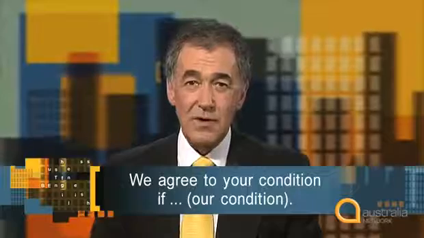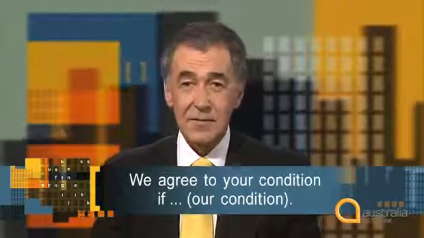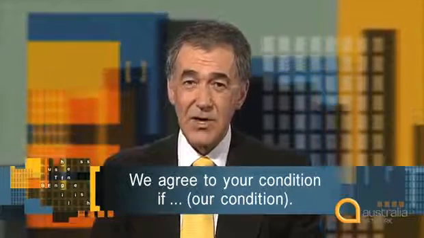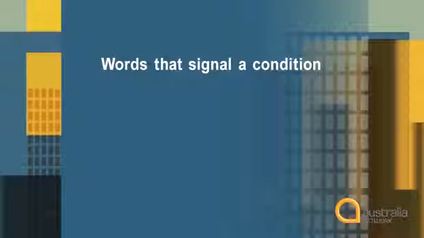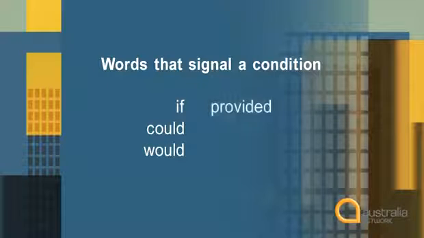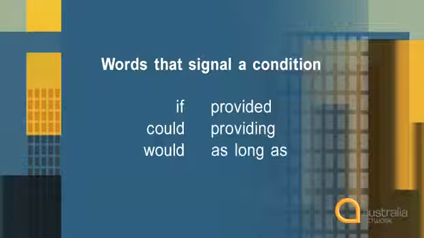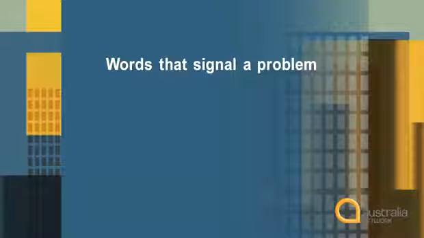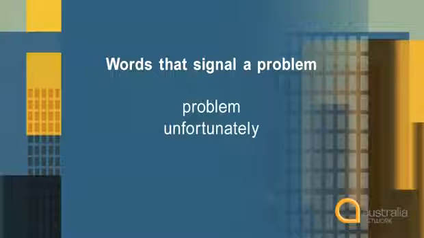Sometimes conditions depend on other conditions. One side might say, we agree to your condition if. So it's very important when negotiating to listen for words that signal a condition. Words like if, could, would, provided or providing, as long as, and subject to. And words that might signal a problem, such as problem, unfortunately, and however.